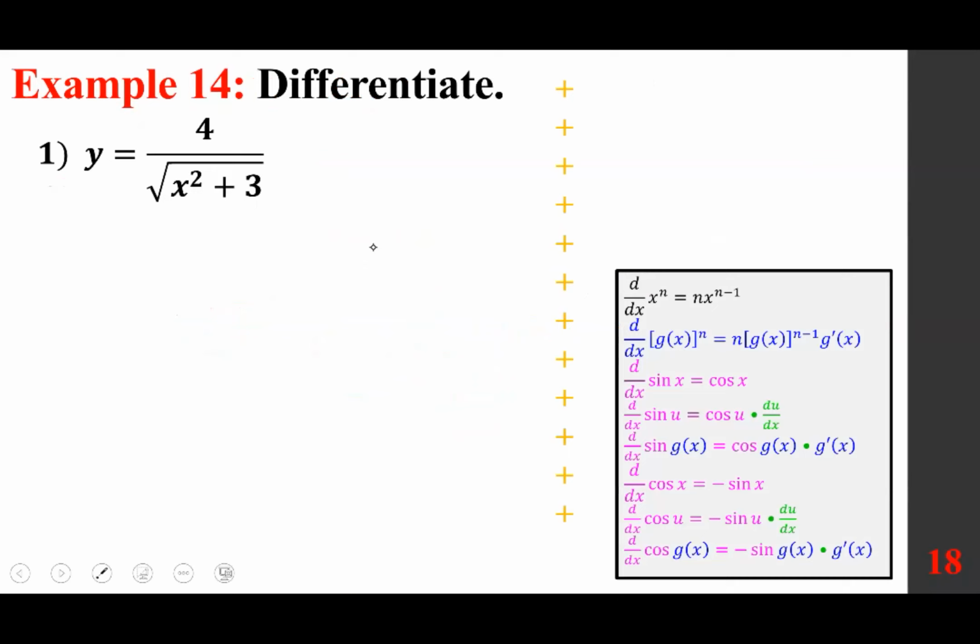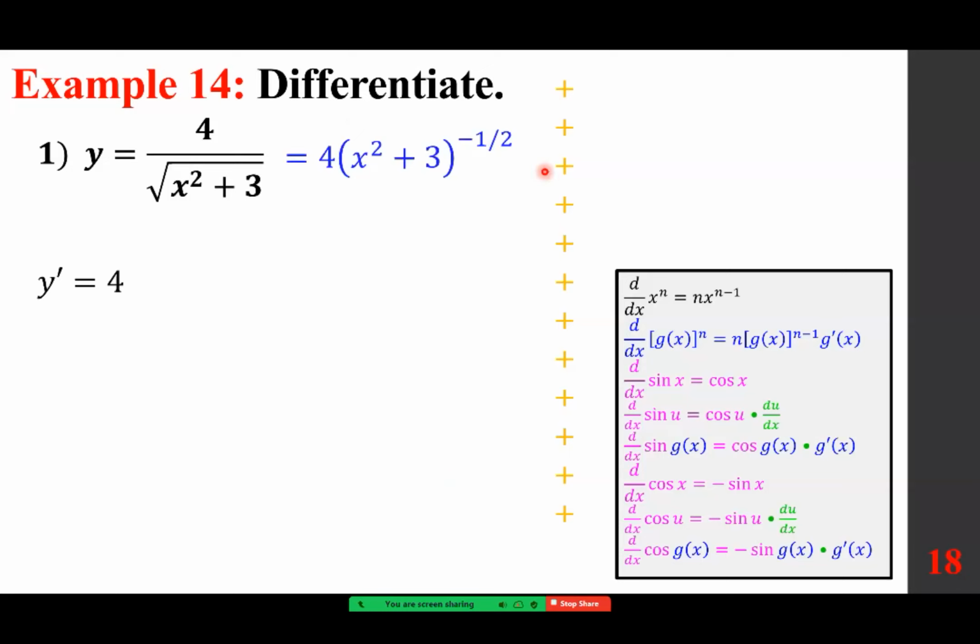We want to differentiate this as always. When the numerator is just a number, bring this up. This is (x squared plus 3) to the power 1/2. Bring it up, it becomes -1/2. Algebra. We are going to differentiate this. So the 4 is a multiplier, you keep it, and this one you use the extended power rule. So we multiply it by -1/2. Same thing to the power of -1/2 minus 1, or -3/2. And then the derivative of the inside is 2x. And we're done.